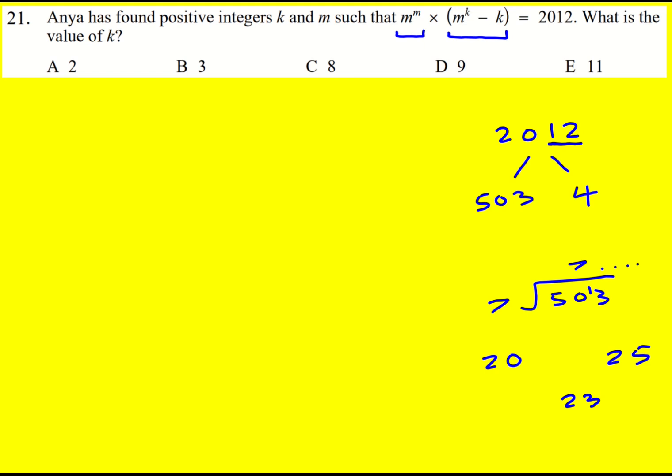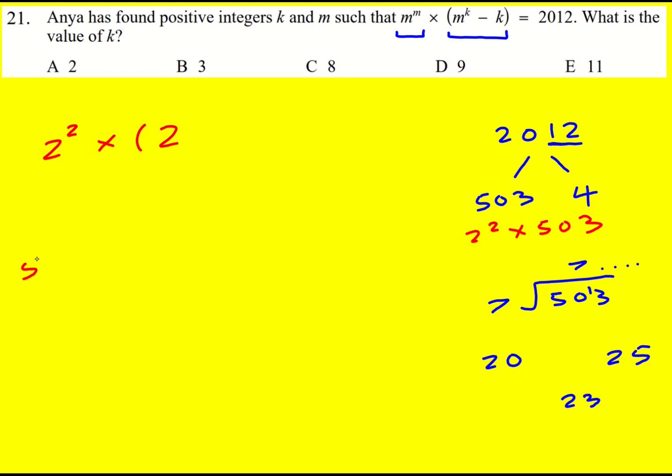So what that means is I've got 2 squared times 503 as a little product, and that is definitely tempting, isn't it, to say that m is 2, and then we just have 2 to the power of something else minus k that we want to equal 503. Well, let's write down our powers. We could write down our powers of 2, or you might know a few of them.